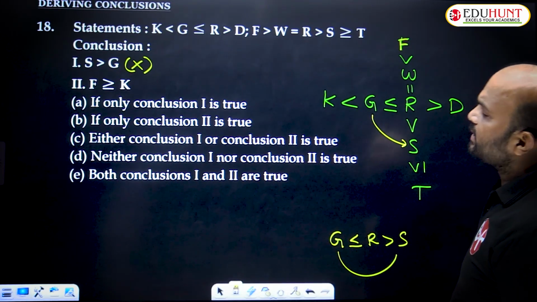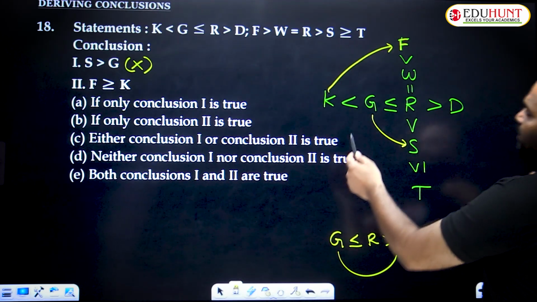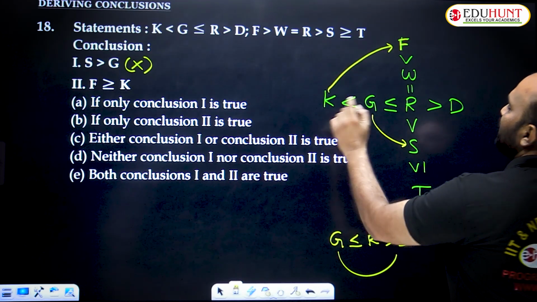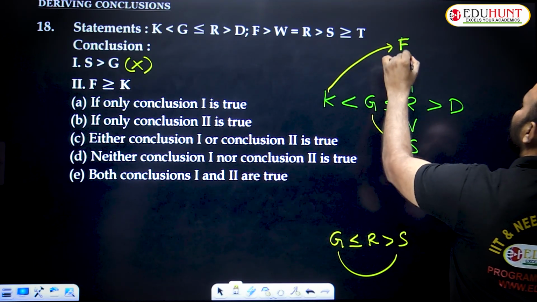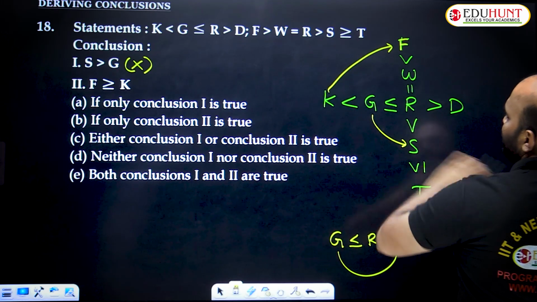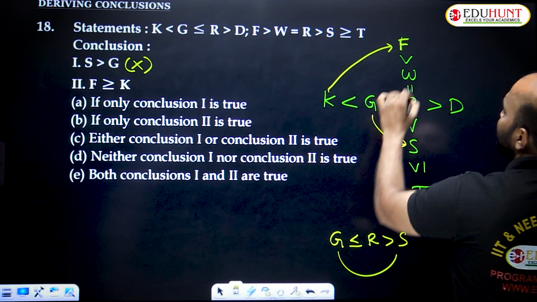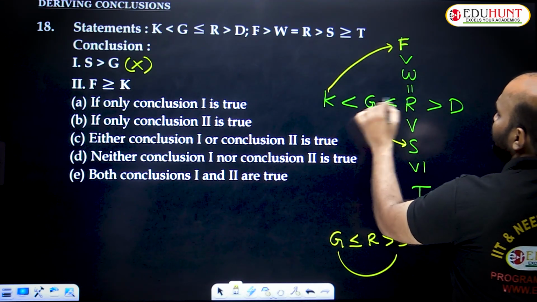Second one, F is greater than or equal to K. It can be written from K: K is less than G, G is less than or equal to R equals W, W is less than F. So three symbols appeared: less than, or equal to, equal. In that multiple comparison, the single symbol that appears will be obtained finally.